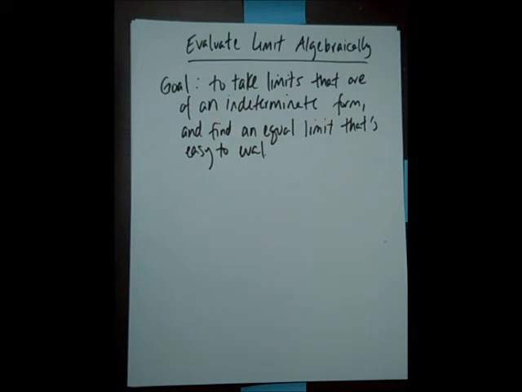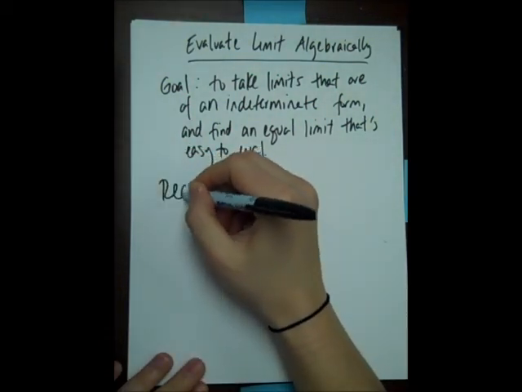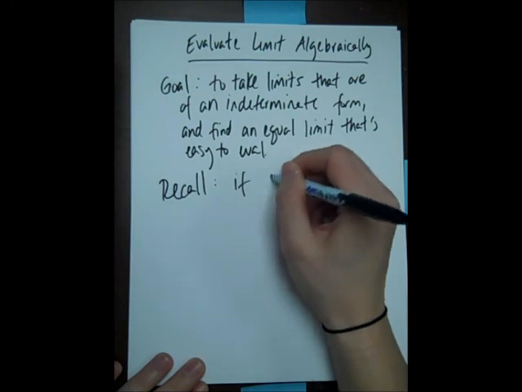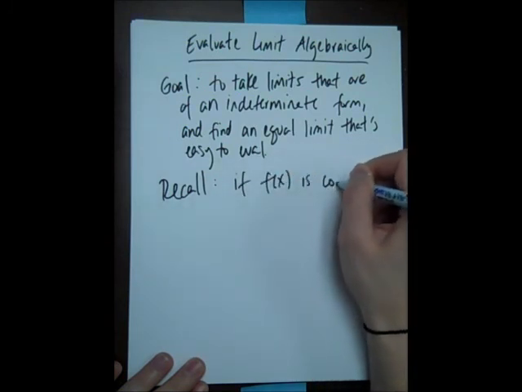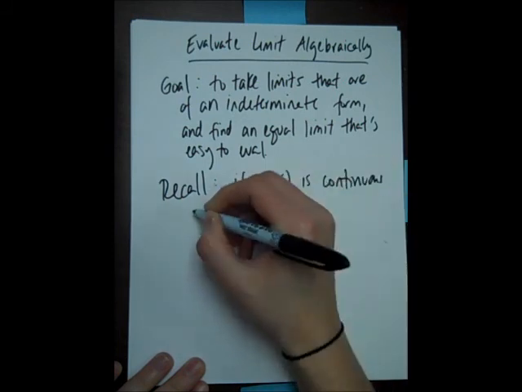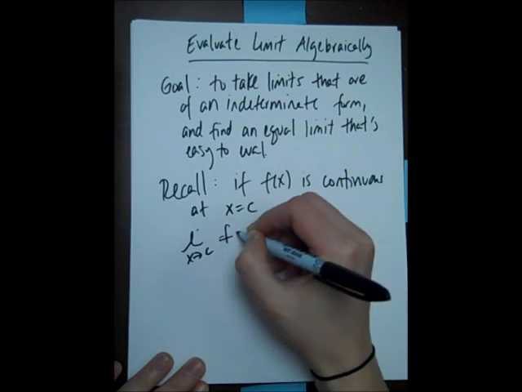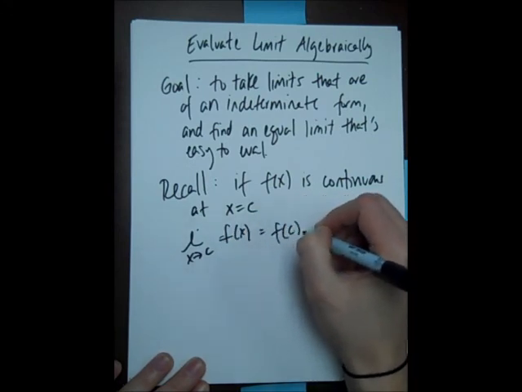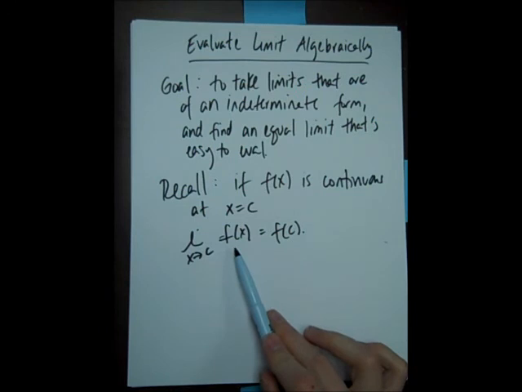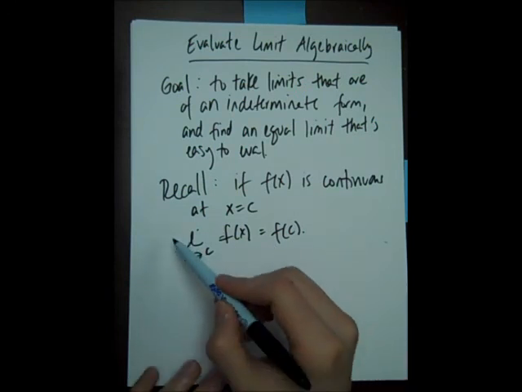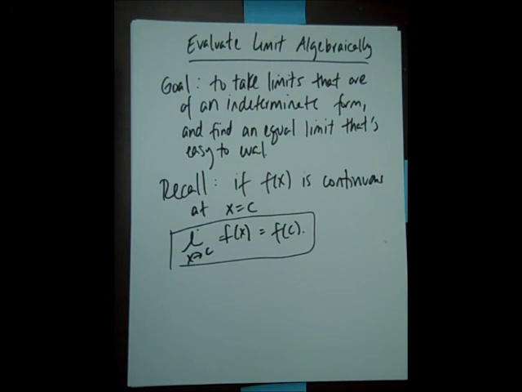We're going to have different limits. They're going to be indeterminate, and we'll talk about what indeterminate means, but we're not going to be able to plug in like we were with continuity stuff. So what we're going to do is take that limit, rearrange it, and then plug in our number. So one thing we need to recall is that if f of x is continuous at x equals c, then the limit as x approaches c of f of x was just f of c. So if my function was continuous at a number, I could just plug it in for the limit. So we're going to use this over and over again.